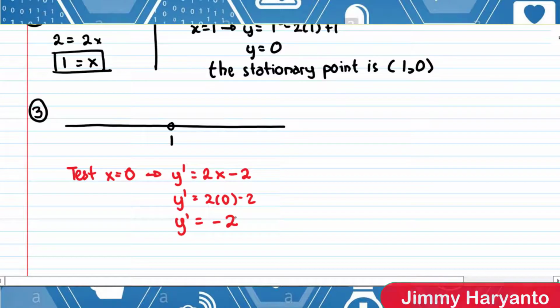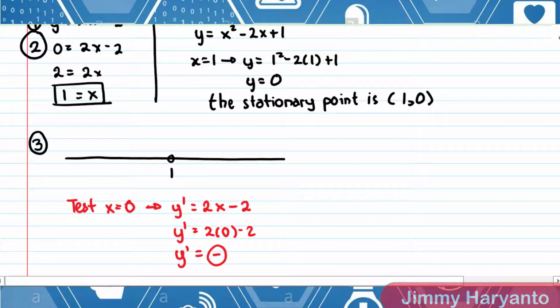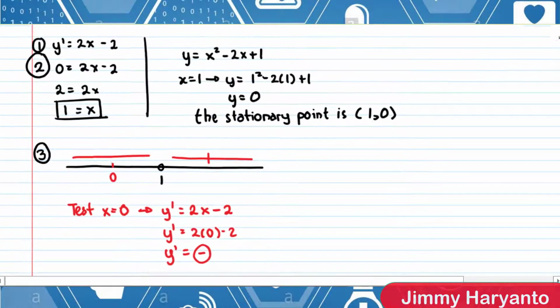We don't need the numbers, we don't need the value, we only need the sign. So the y-axis will be negative when x equals 0. That means 0 is right here, and this one is negative. When it moves to the other area, it will be positive.